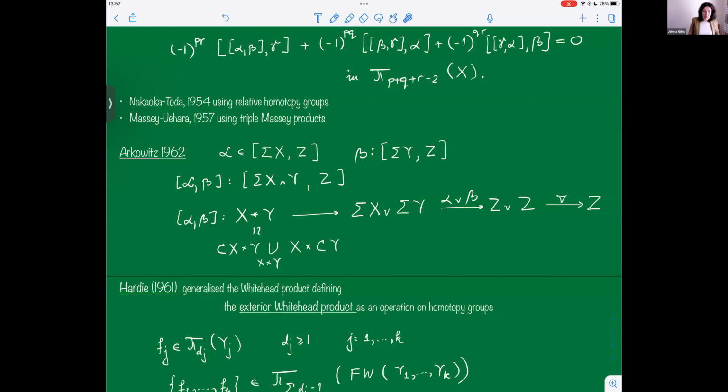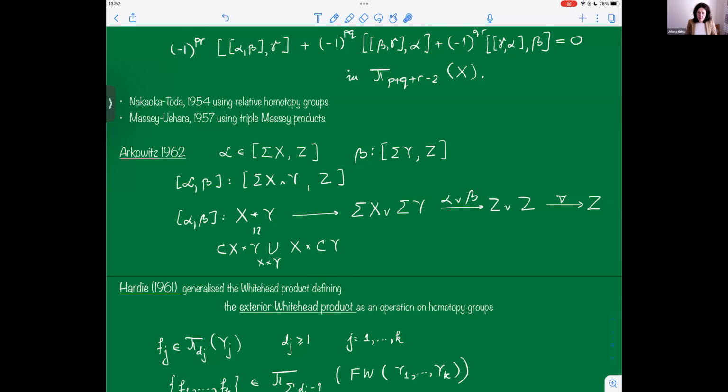This is again an interesting map, and the question would also be: are there identities or relations among such generalized Whitehead products?